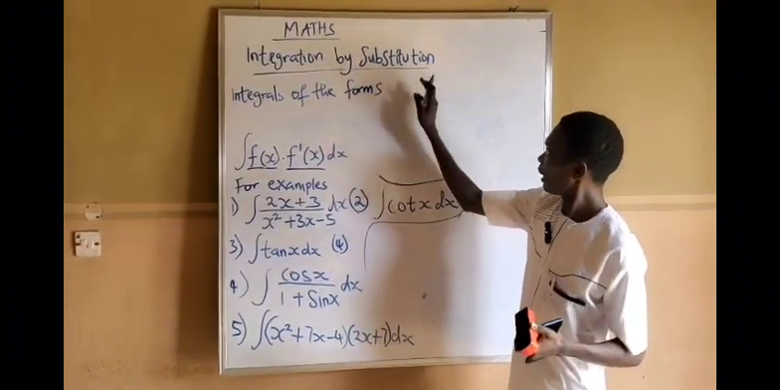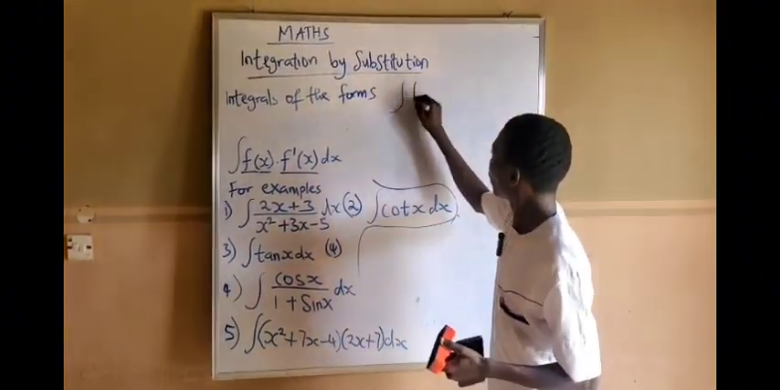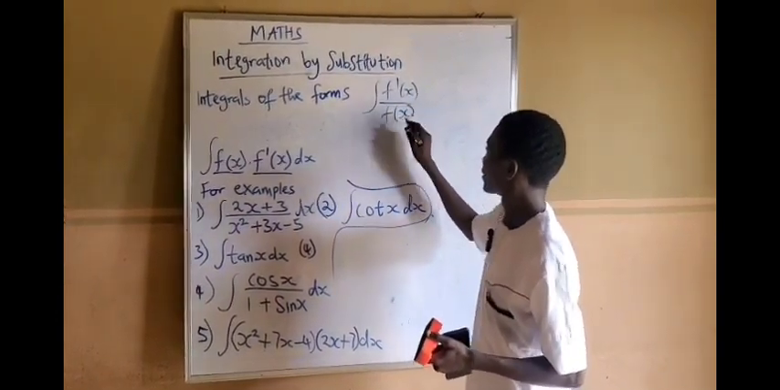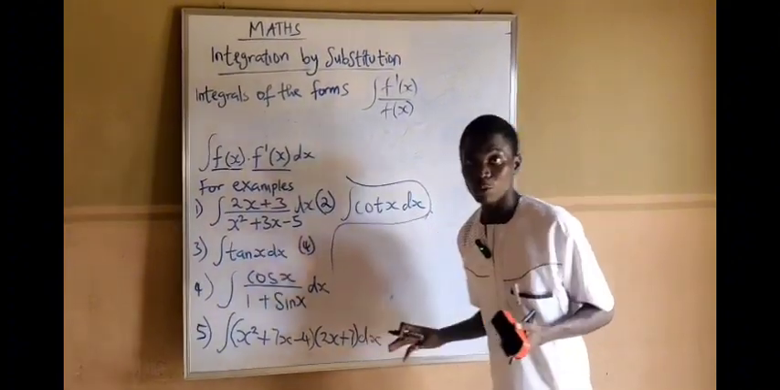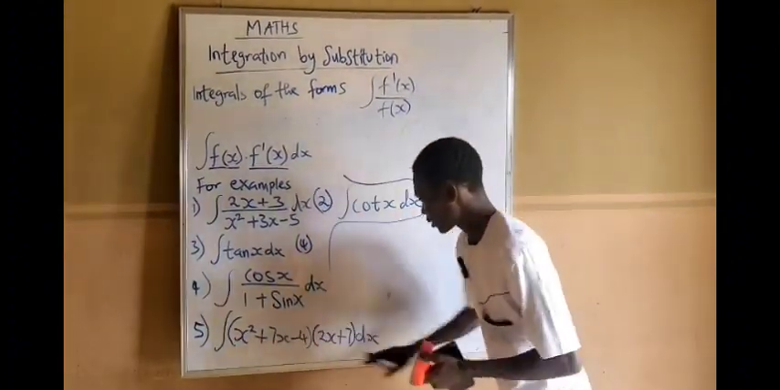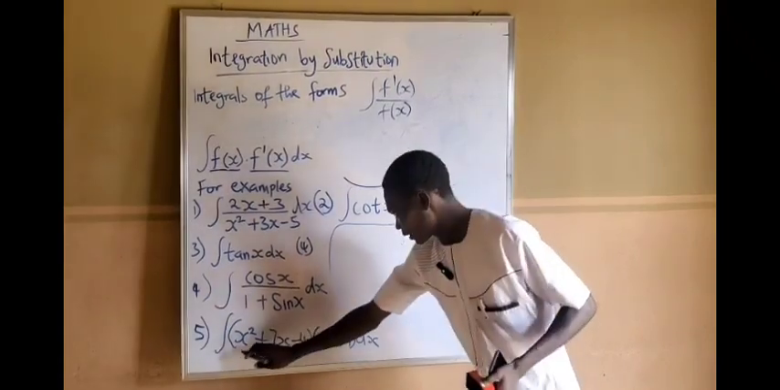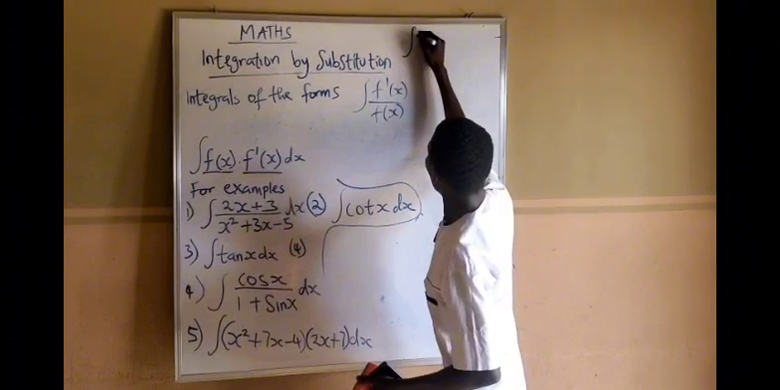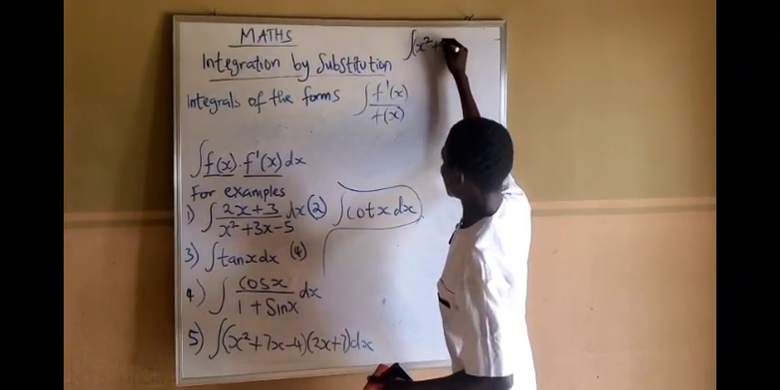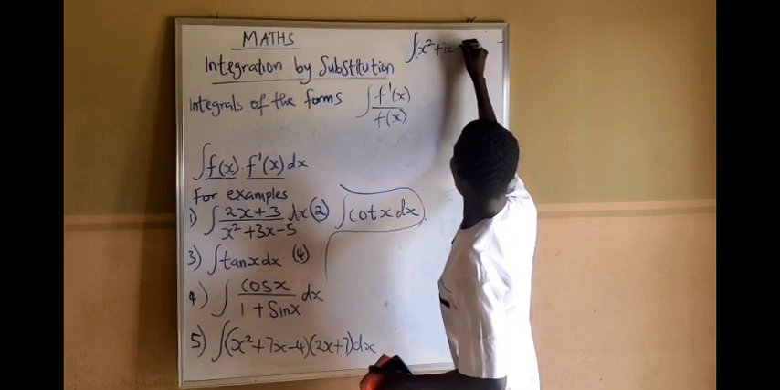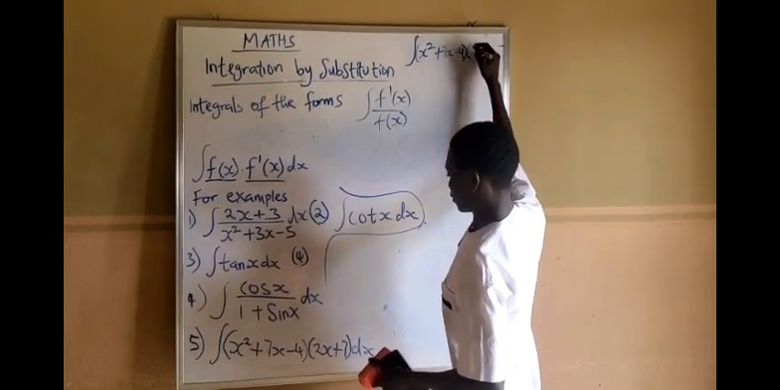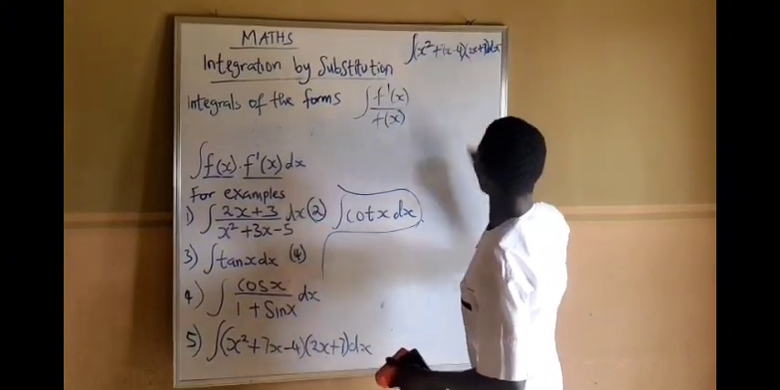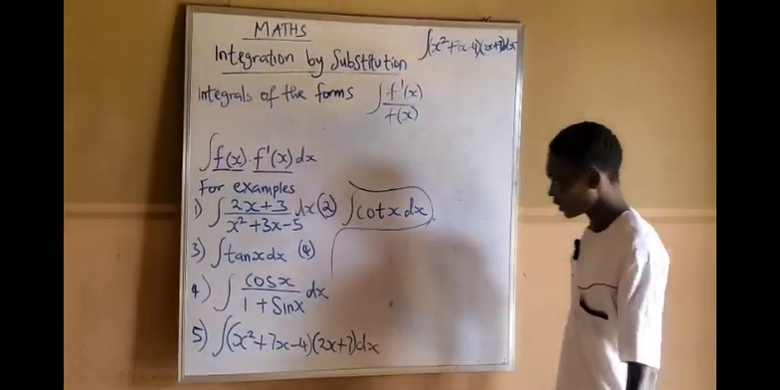In that first one I did there, I think I've actually erased it. In this form, when you have f prime of x all over f of x, and in this form, you make use of substitution method. So let's solve this. Let me write it here. We have the integral of x raised to the power of 2 plus 7x minus 4, into brackets 2x plus 7, dx. It's very, very simple. Question number 5.